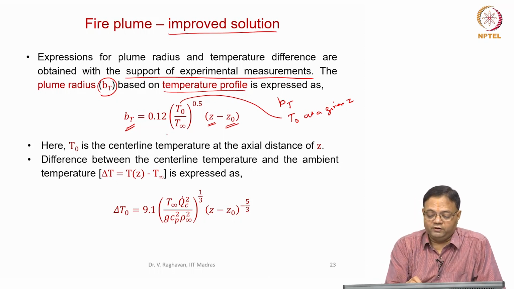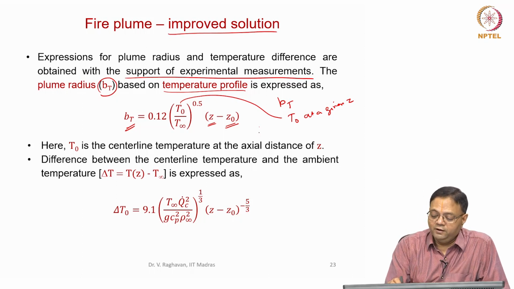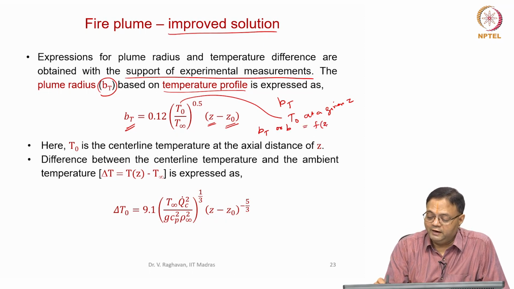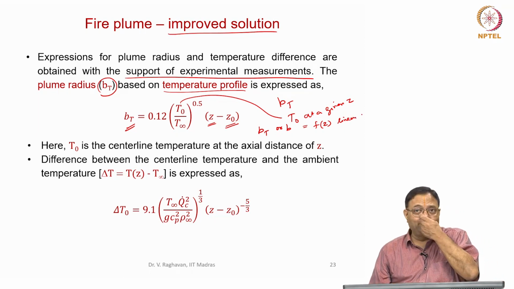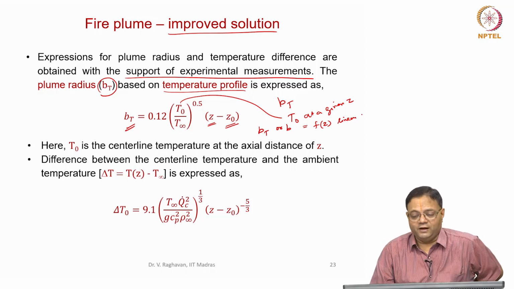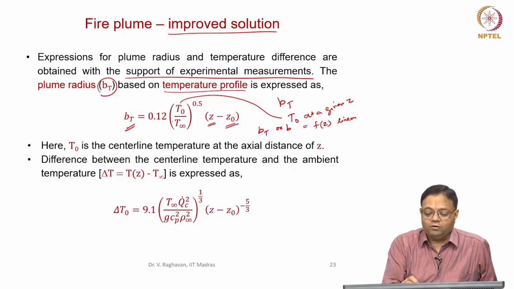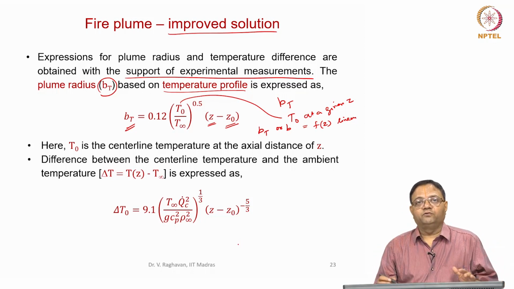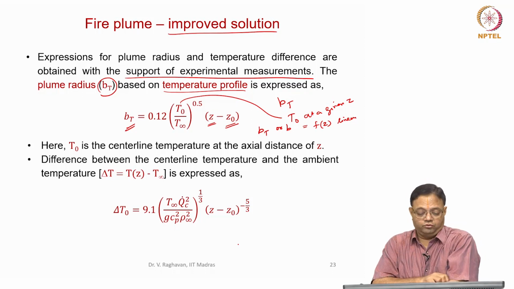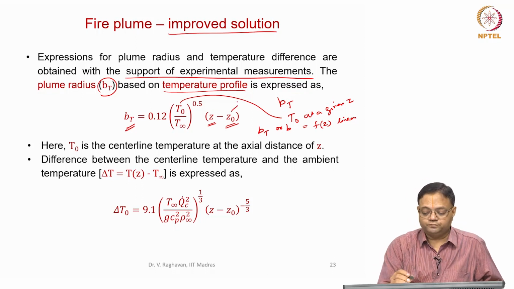Okay. So, now you can see that even though you do this, B, or BT, is a linear function of Z, which is what we got in the simplified solution also, correct. But this is more accurate because now we have assumed a Gaussian profile, and we have assumed that the point source is not there, there is a finite source, but we consider a virtual origin.